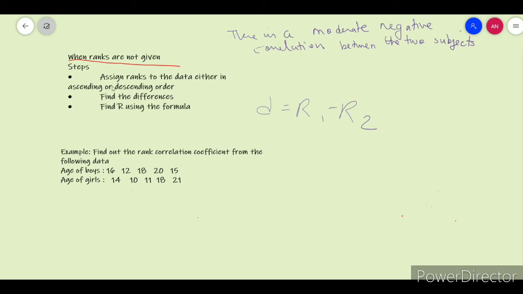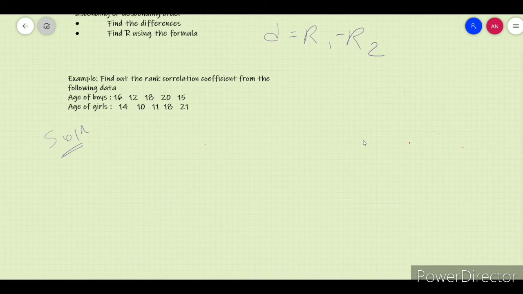So the steps to be followed: the first step is to assign ranks to the data either in ascending or descending order. So let us assign the ranks to the data in ascending order. Let me change the color of the pen to make this easier.